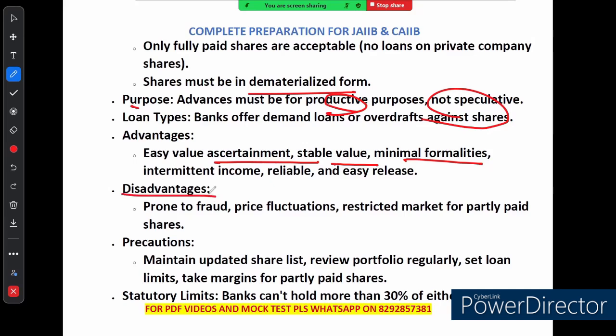But there are some disadvantages also. Share price can fluctuate, and there is a risk of fraud. Partly paid shares are harder to sell and may have a restricted market, right? For partly paid shares, there is a restricted market.